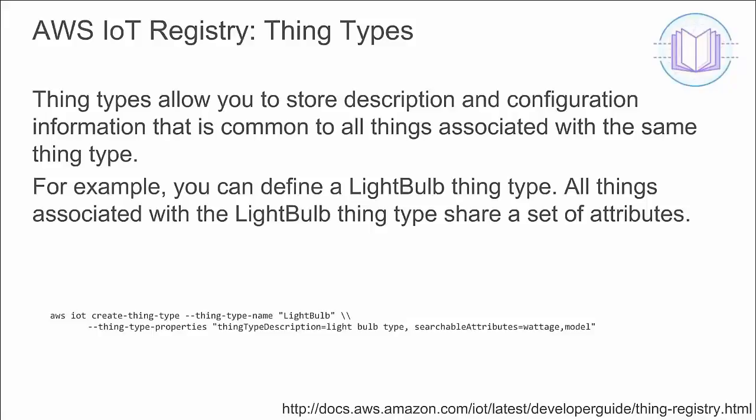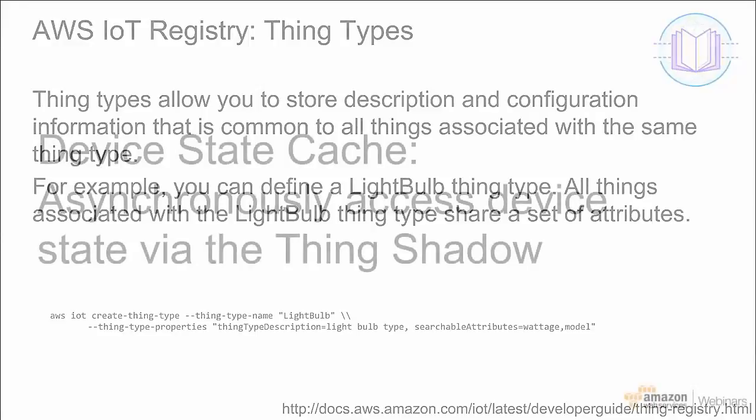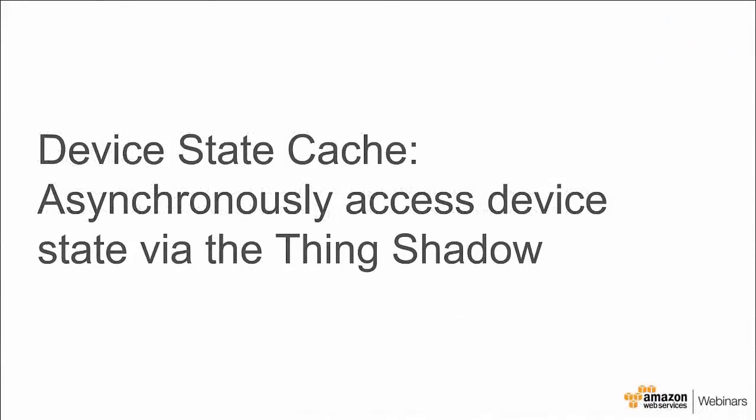Again, it's just offloading more of the heavy lifting associated with IoT application development. That's a quick discussion of device metadata. Two things left to cover. We've got about 15 minutes. So the device state cache, this is the AWS IoT Thing Shadow.